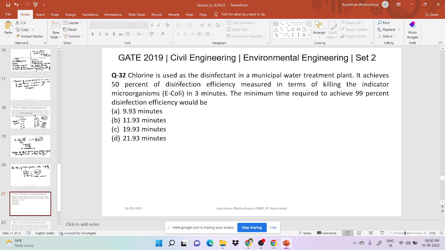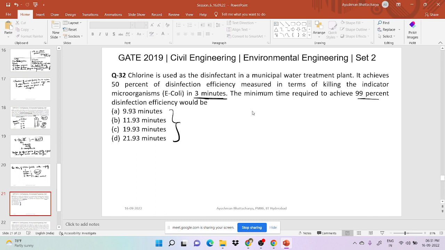Okay. So the next question is: chlorine is used as the disinfectant in a municipal wastewater treatment plant. It achieves 50% disinfection efficiency, measured in terms of killing the indicator organism E. coli, in 3 minutes. The minimum time required to achieve 99% disinfection efficiency would be, and they have given four different options. So they are telling that the chlorine achieves 50% disinfection efficiency in 3 minutes. What will be the minimum time required to achieve 99% efficiency?